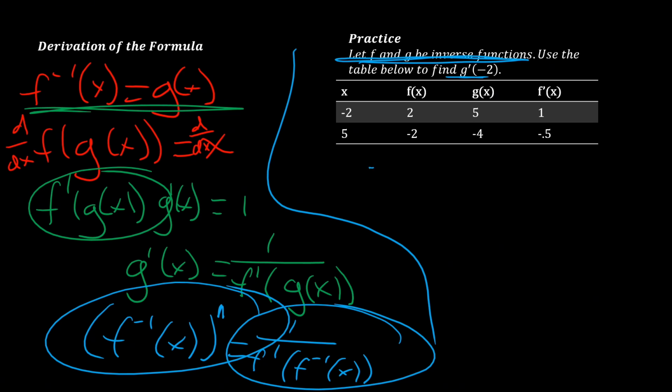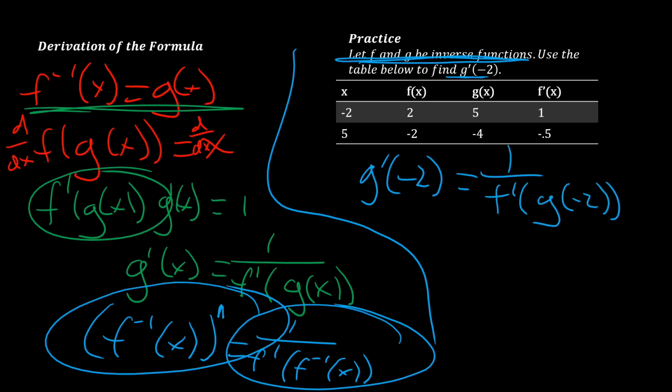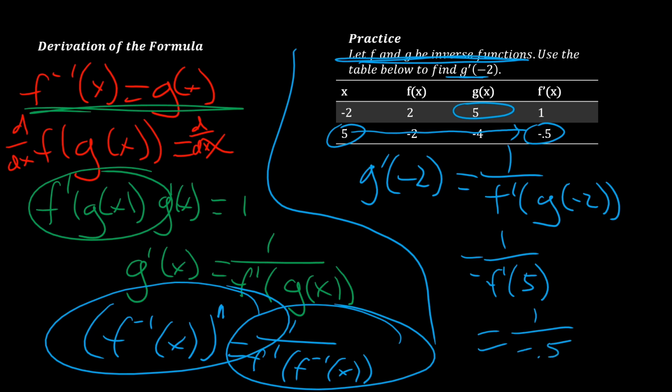So based on the formula we derived earlier, g prime of -2 is going to be equal to 1 over f prime of g of -2. So we need to find g of -2. And we see right here that's just simply equal to 5. So we're going to set this equal to 1 over f prime of 5. We know f prime of 5 is going to be, we're going to go right here in the table, we're going to see that it's -0.5. And so what we're going to get is 1 over -0.5 is equal to this guy right here. And of course that leaves us with a final value of -2. So g prime of -2 is simply -2.